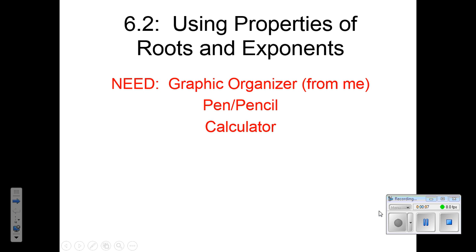We are going to be spending 3 days on this section. In this section we will be talking about 3 different topics, all of which will be using properties of roots and exponents. So you need the graphic organizer I gave you in class, something to write with, and a calculator. If you don't have a graphic organizer, just go ahead and write them directly into your notebook.